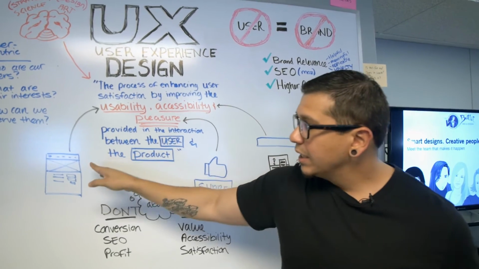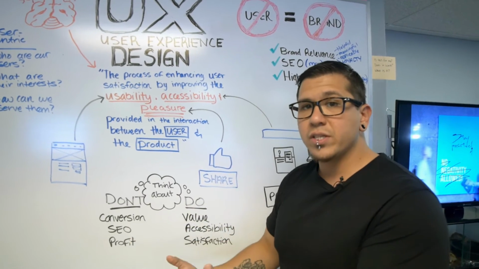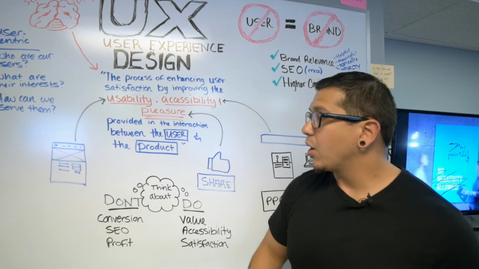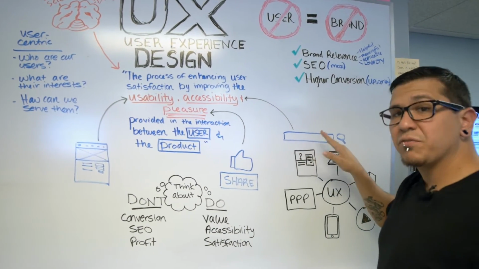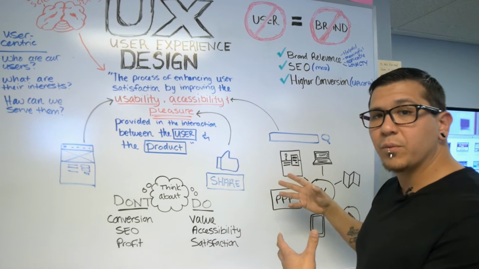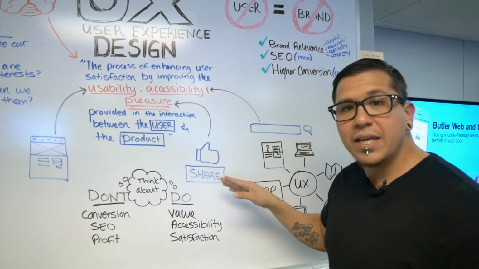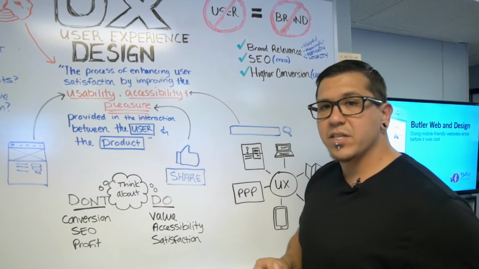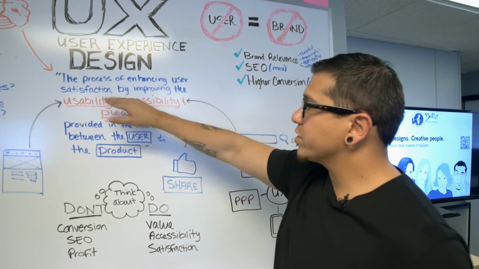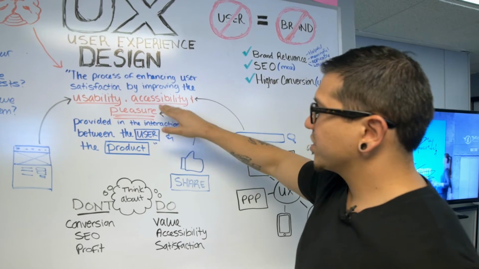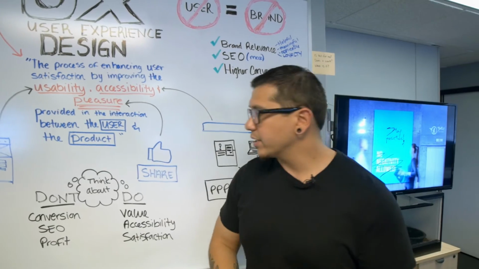Usability, meaning how functional is the design that we're creating for our users? How easy to navigate is it? Is it a pleasurable experience for them? Accessibility, meaning how easy is it to find and access the information, the content that we're trying to present to our users? And the pleasure, meaning is it praiseworthy? Is it like-worthy? Is it share-worthy? Is this something that they're going to want to share with other people in their sphere of influence? So how can we enhance the user satisfaction in these three areas: usability, accessibility, and pleasure, in the interaction between our users and whatever it is we're presenting to them.